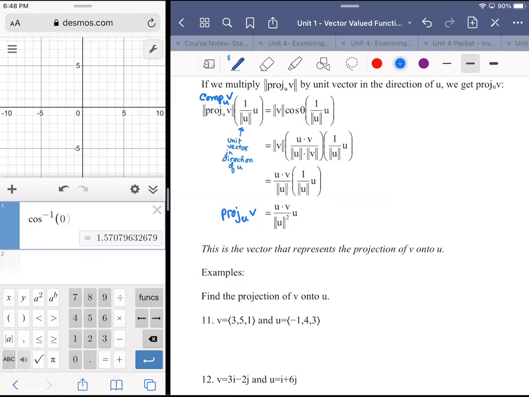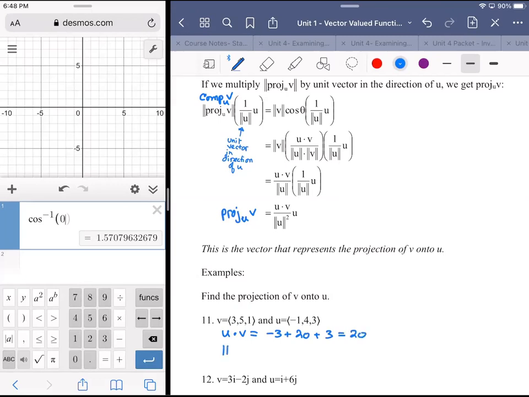So U dot V, great way to live. Ignorance is bliss. I'm pretty sure that's where that concept came from. So -1 times 3, -3, plus 4 times 5, 20, plus 3 times 1 is 3. So we got a 20.